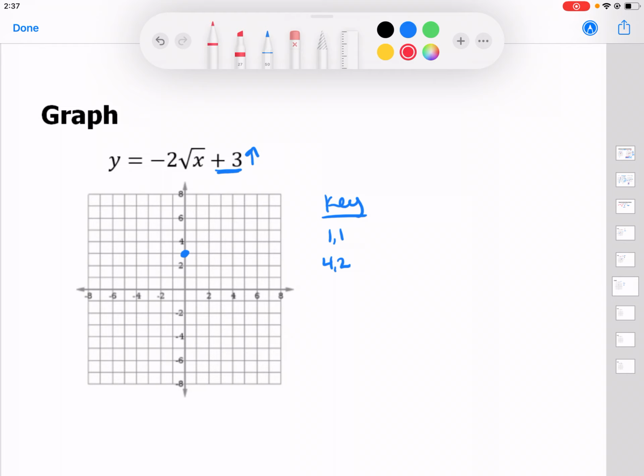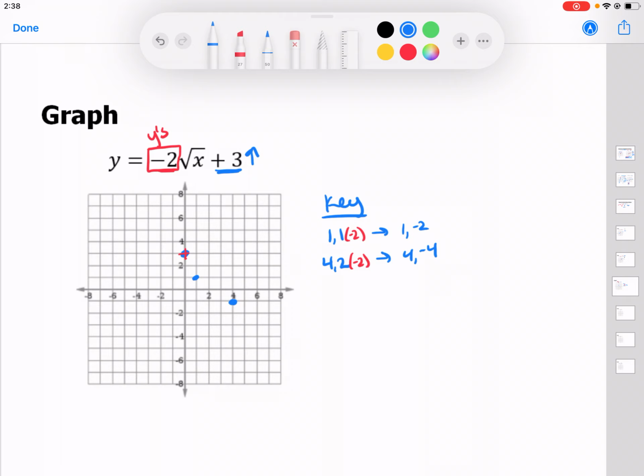It's affecting our y's. Now, on this problem, we do have to do something to our key points because there's this -2 on the front. It affects our y values, it's our a value. So I'm going to multiply my y's by -2. So you have 1, -2, and 4, -4. Once again, from that starting point, I'm just going to go over 1, down 2, and over 4, down 4.